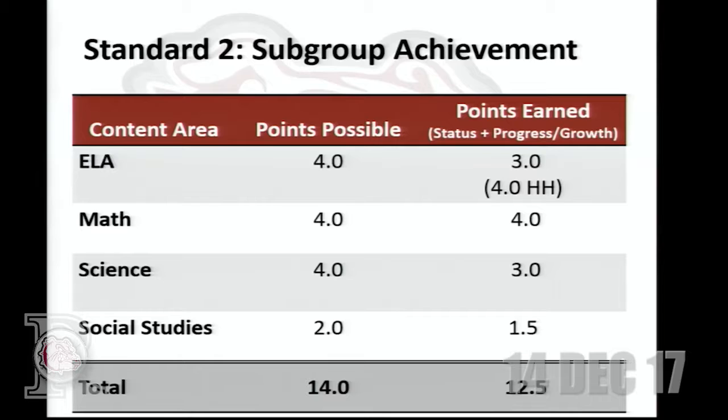Math, status, and progress, we earned all 4 of the points in math. Science, we earned 3 of the 4, and social studies 1.5 out of 2. So in subgroup or standard 2, there are 14 total points possible. We earned 12.5.